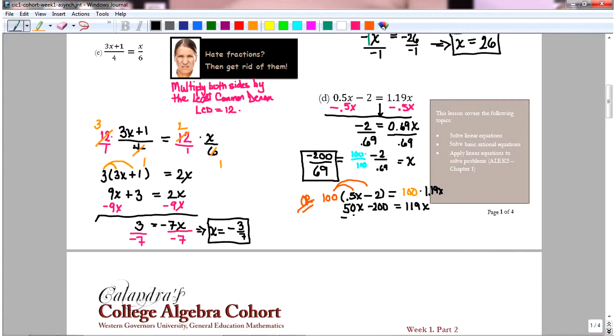Now I subtract 50x from both sides so I can combine my like terms. We now have negative 200 is equal to 119 minus 50, which is 69, so we have 69x. Then our last step is to divide both sides by 69. And notice that we still come up with the same result: x is equal to negative 200 over 69.